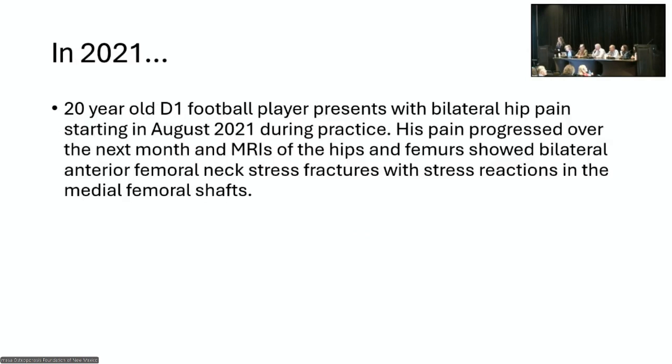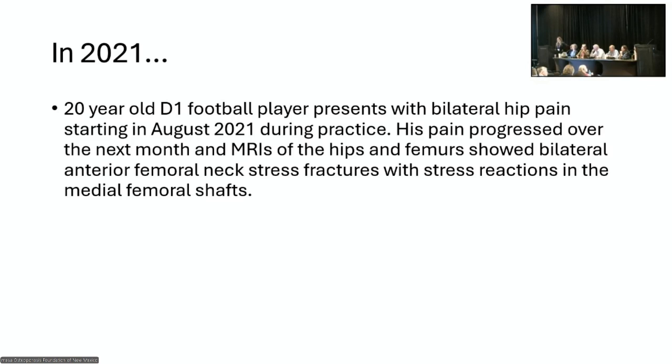So for mine, this is going to be a little bit outside of maybe the traditional osteoporosis talk, but I still thought it was a very interesting case. I'm a team physician for a D1 university. And back in 2021, I had a 20-year-old football player who came in to see our hip specialist with bilateral hip pain that started in August of 2021 during practices and training camp.